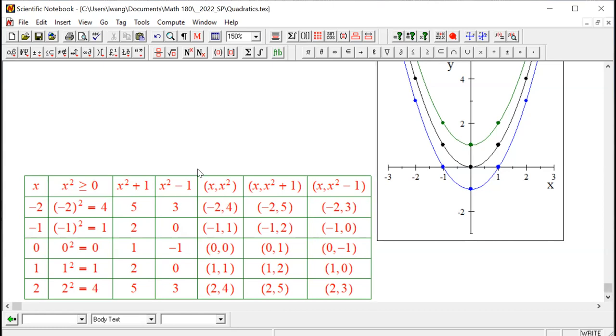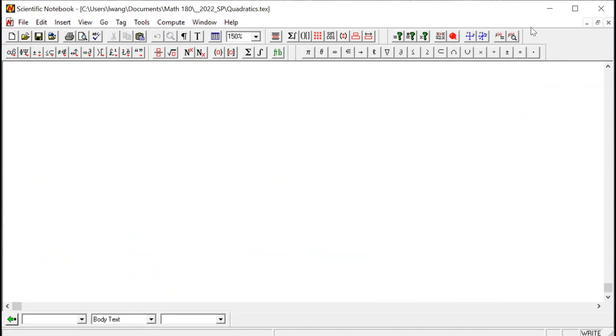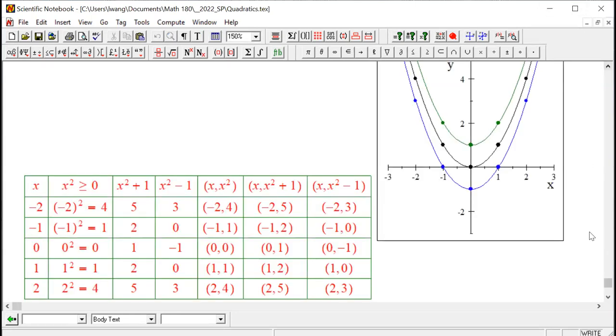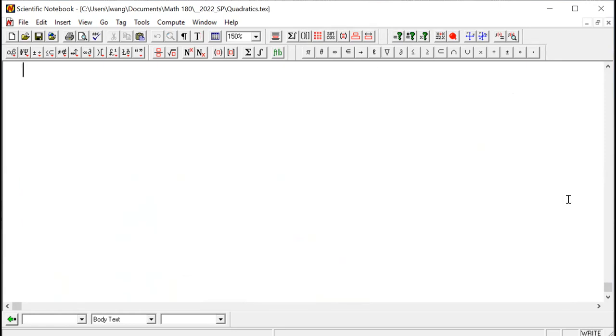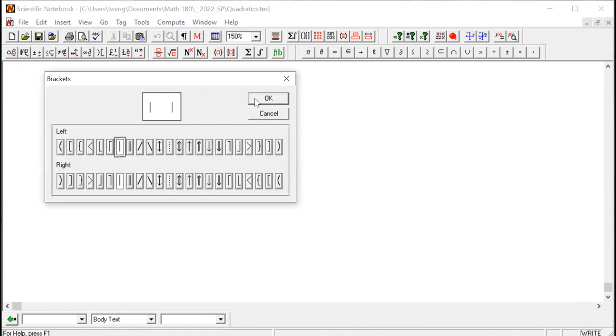Will the same idea work for other functions? What do you think? Will the same thing work for, say, the absolute value of x? Does it work for absolute value of x? Okay, hold on. Where's my absolute value? Where did it go? Okay, here.